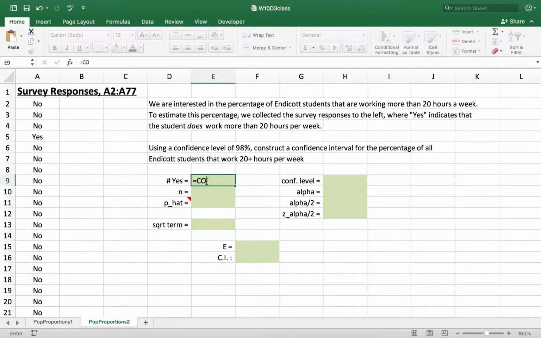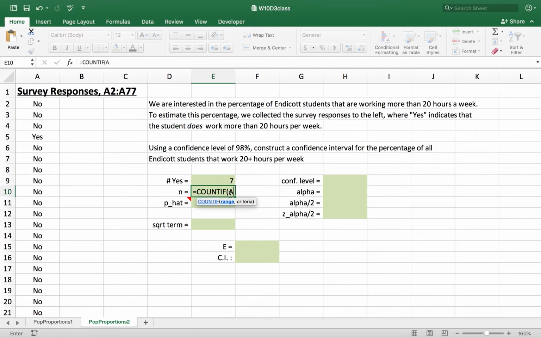All right, if you guessed COUNTIF, you're on the right track, A2 to A77. Remember, the criteria always has to be in quotes, and we need to make sure that we are counting up the yeses. So in this case, we have 7 people who said yes, but how many people in total are inside of this sample? It's a COUNTIF command. See if you can remember what your criteria should be.